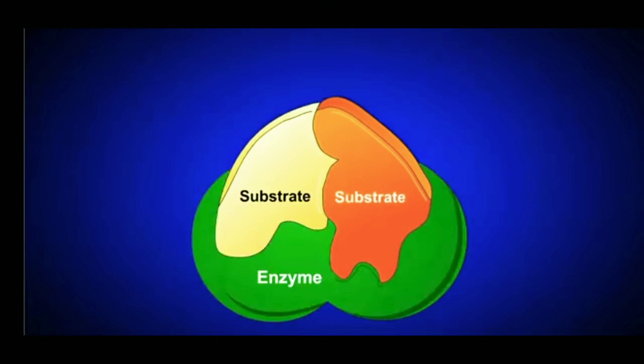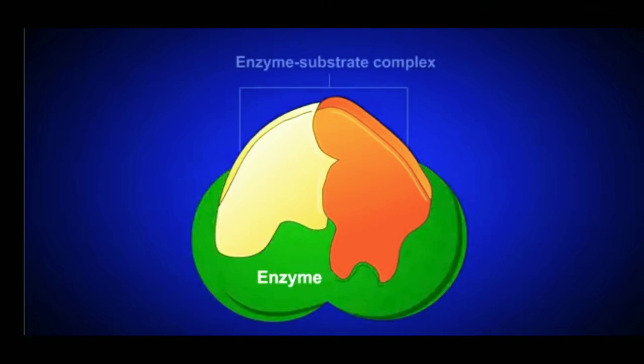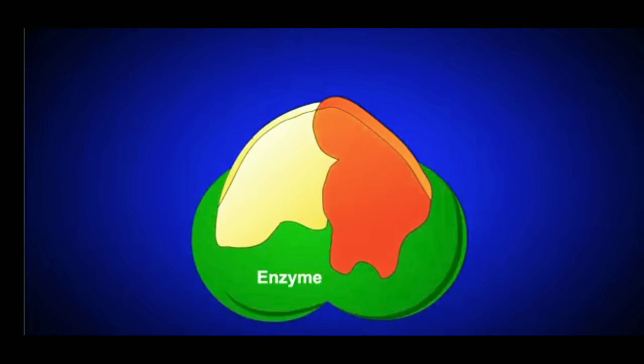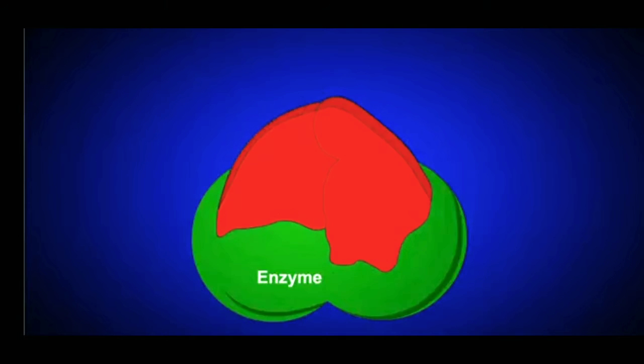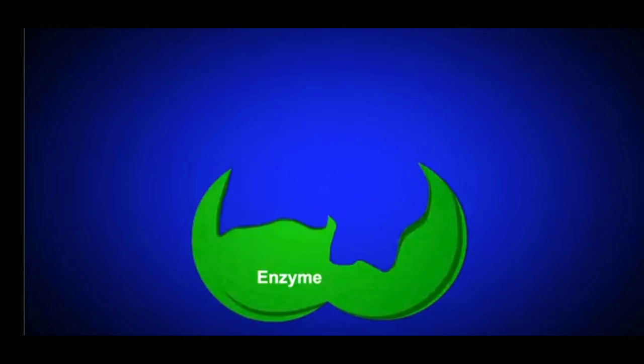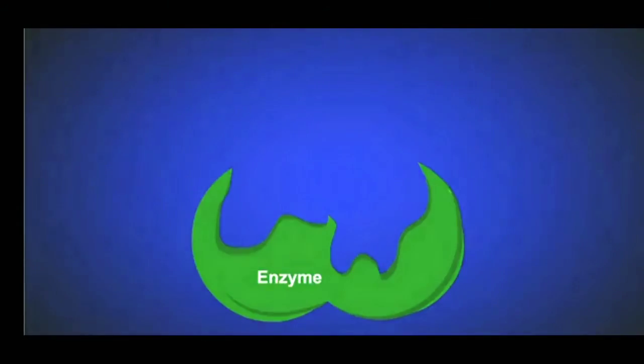Once the substrate molecule comes and fits in the active site, that forms an enzyme substrate complex, and once the enzyme substrate complex is formed, the enzyme makes the substrate molecules react with each other, thereby breaking and forming bonds so as to convert the substrate molecules into product. Once the product formation is completed, the product comes out of the enzyme, and the enzyme returns to its original form and is ready for receiving substrate molecules again.